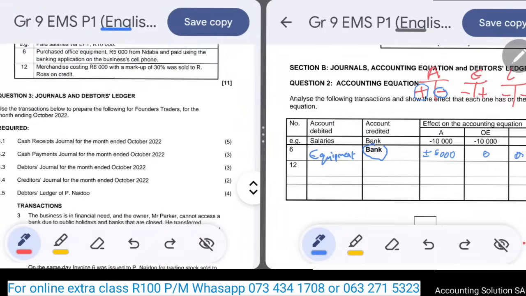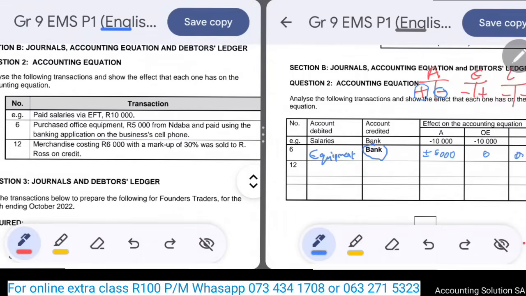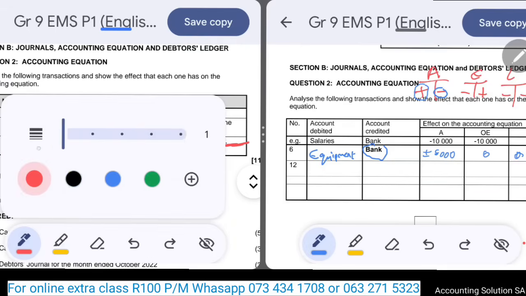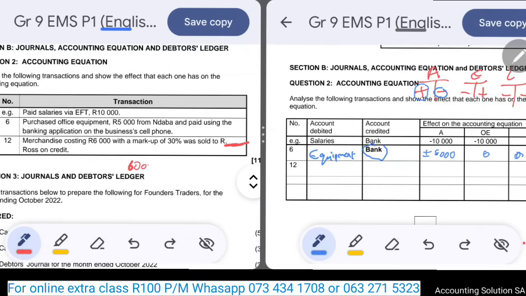If you check here, there is no selling price. We must calculate it. How do we calculate it? We have 30% markup. We simply say 6,000 multiplied by, we are looking for selling price. We have to say it's always 100. You just add the markup, which is 30, and it's going to give us 130 over 100. Then the selling price is going to be 7,800.